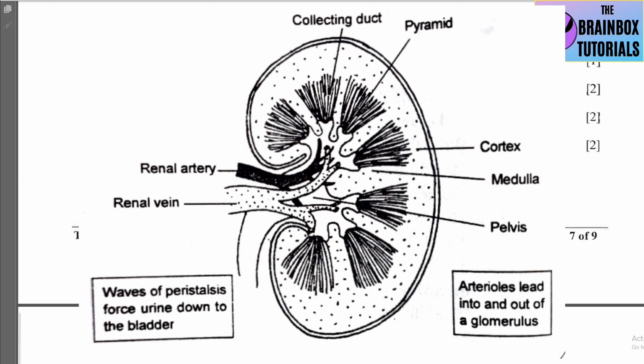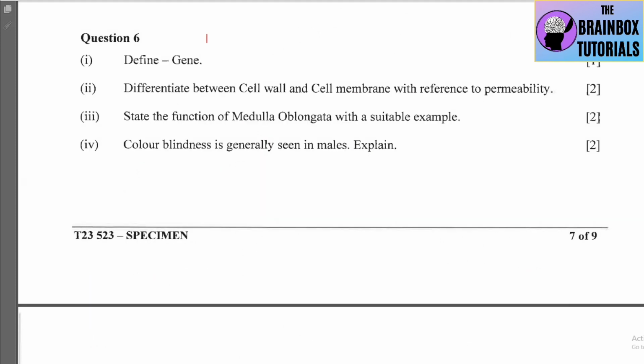Now moving on to question number 6, part 1, define gene. So what is a gene? Genes are specific sequences of nucleotides in chromosome that carries one character from parent to the offspring.